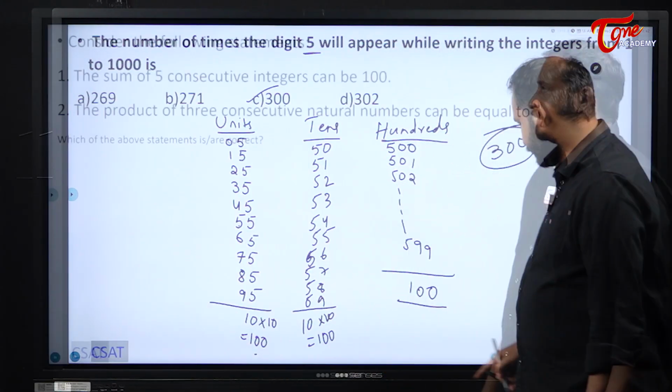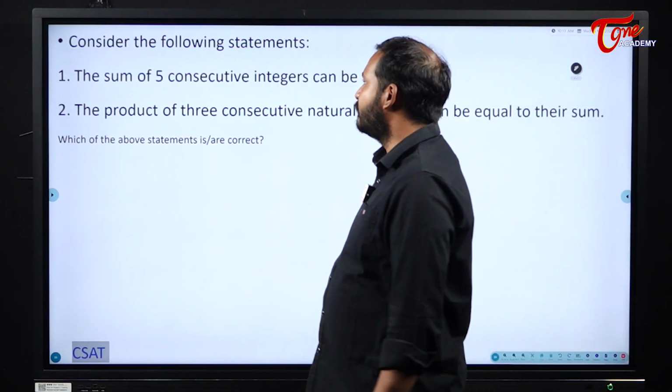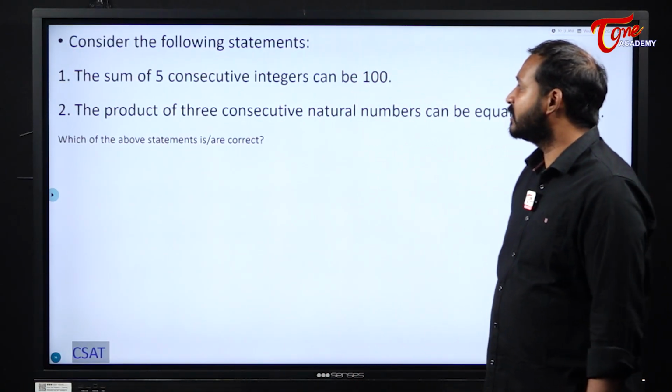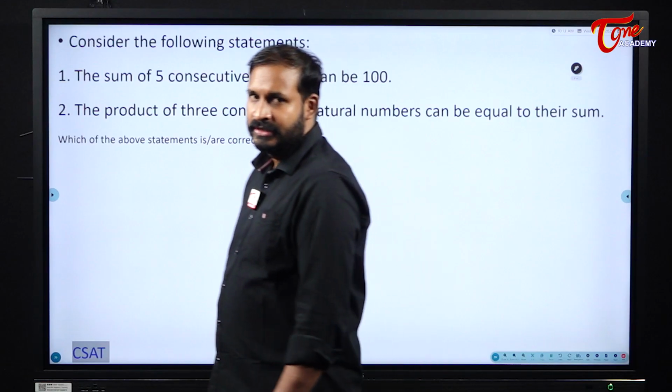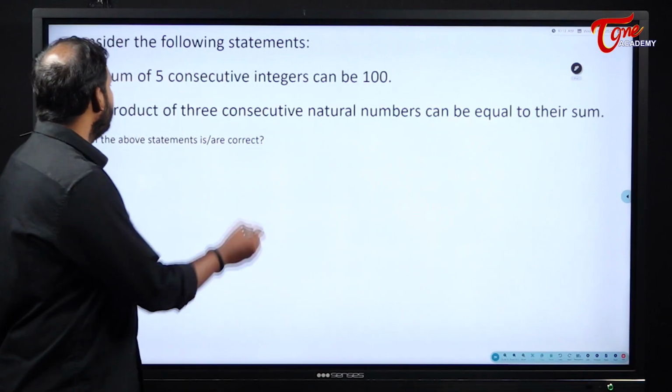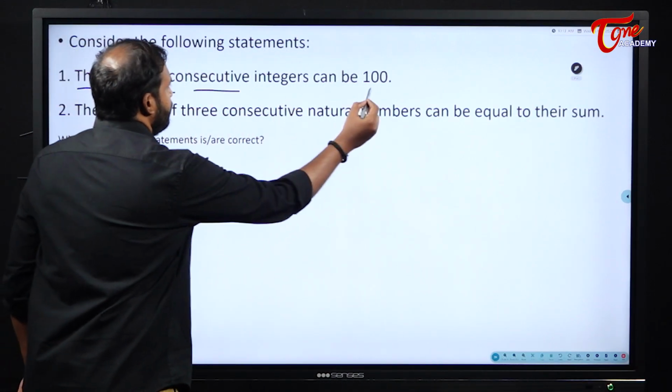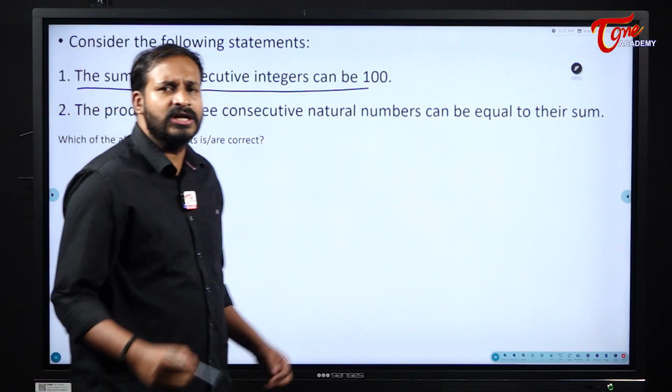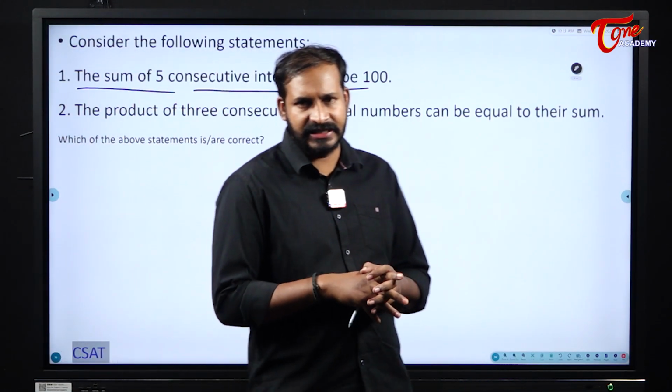Okay? Right. Next one. Consider the following statements. The sum of 5 consecutive integers can be 100. Now see here students, whenever you see these type of questions, what my suggestion here is, usually consecutive integers means side by side integers, right?